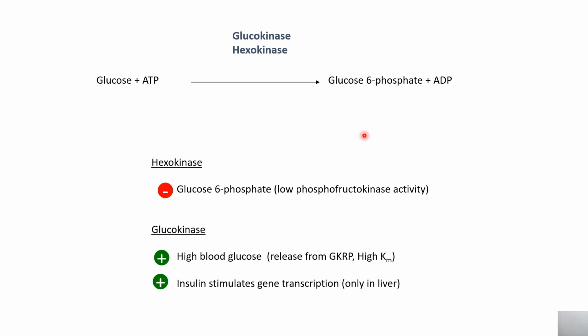So as I said, this was almost the first step. Glucose plus ATP gives glucose 6-phosphate plus ADP, and the reaction is catalyzed by glucokinase and hexokinase. So glucose 6-phosphate inhibits hexokinase. Glucose 6-phosphate is basically a negative feedback. Okay, but in case of glucokinase, high blood glucose, high Km, and insulin stimulation will ultimately stimulate gene expression. So this is only seen in liver.